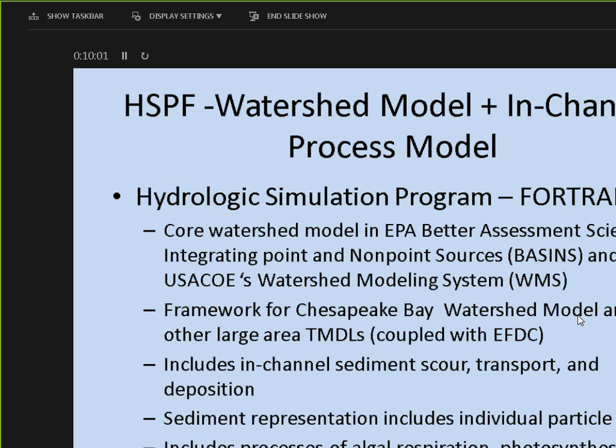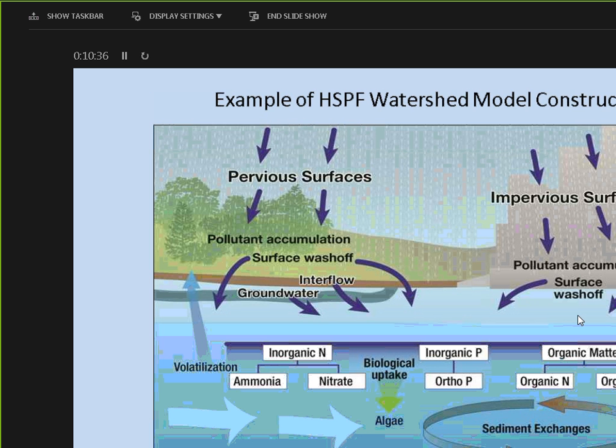It's a core watershed model in the EPA BASINS, integrating non-point and point source basin modeling platform. It's also a core model in the Corps of Engineers watershed modeling system. It was the framework for the highly contested and controversial Chesapeake Bay watershed model, and it's been used in a lot of large area TMDLs. It includes in-channel sediment scour, transport, and deposition. We're able to actually route 9 different particle sizes. We actually route 3 in our application, sand, silt, and clay. And again, it includes those in-stream biological processes like algal respiration, photosynthesis, growth, death, and nutrient uptake and nutrient release.